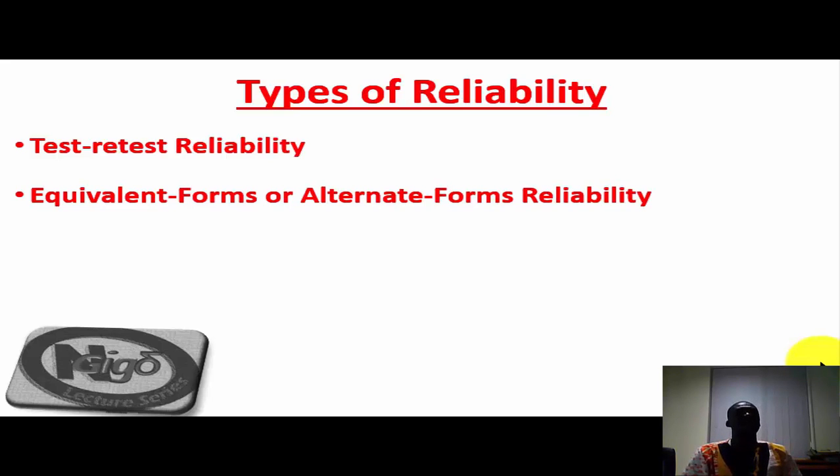Now the next one is the equivalent forms or alternate form reliability. For the equivalent form or alternate form reliability, you set out the same questions in that particular instrument, with the structure and everything the same, except for a few things that you change. So the person will be answering questions, but will not know that he's answering the same question twice. Are you getting it? For each question, there are two different forms. So in that case, there's a duplication of the questions.